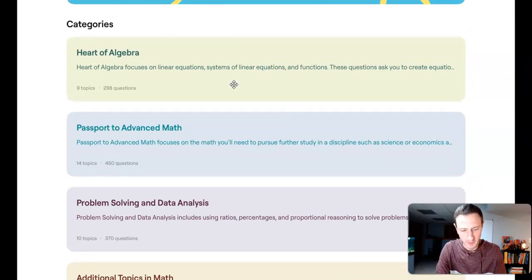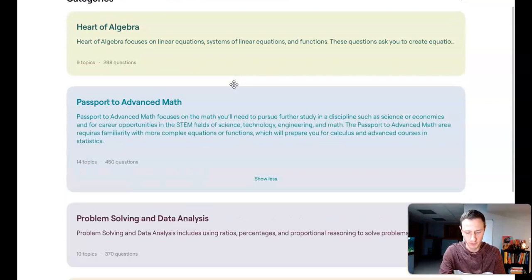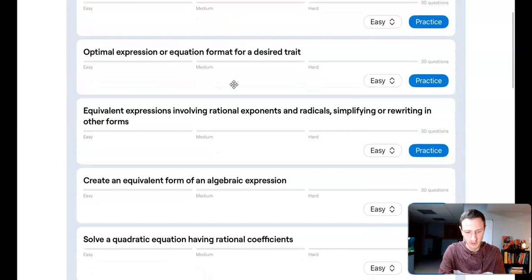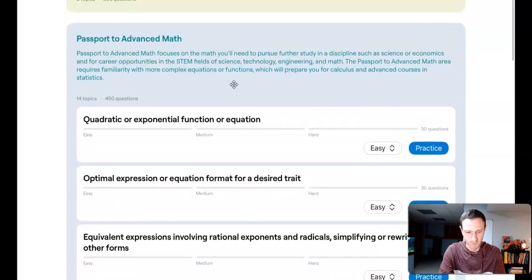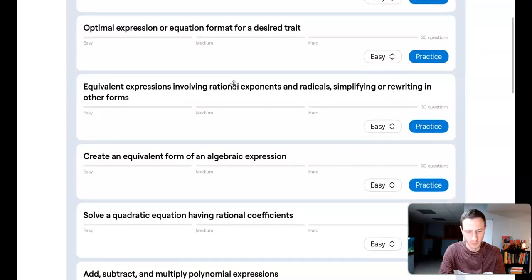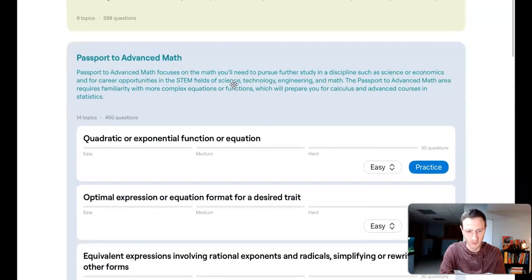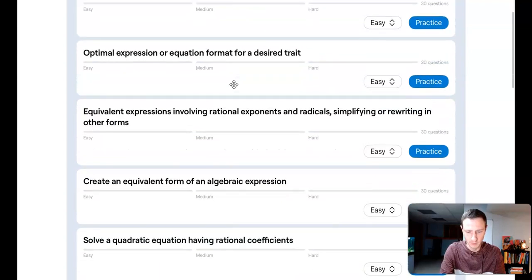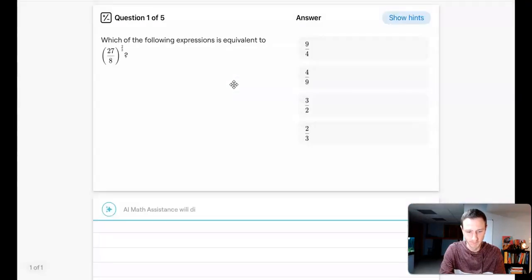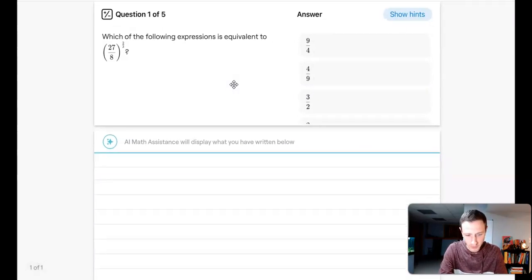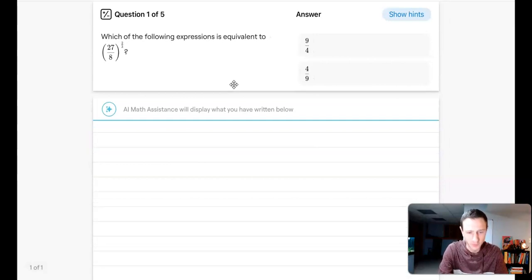First one I picked for my first easy was category 2, Passport to Advanced Math, problem number 3, which is equivalent expressions using rational exponents, radicals, simplifying, and other forms. So topic 2, problem number 3. So let's do it. Easy. Which of the following expressions is equivalent to 27 over 8 raised to the 2/3? Alright, let's do this.